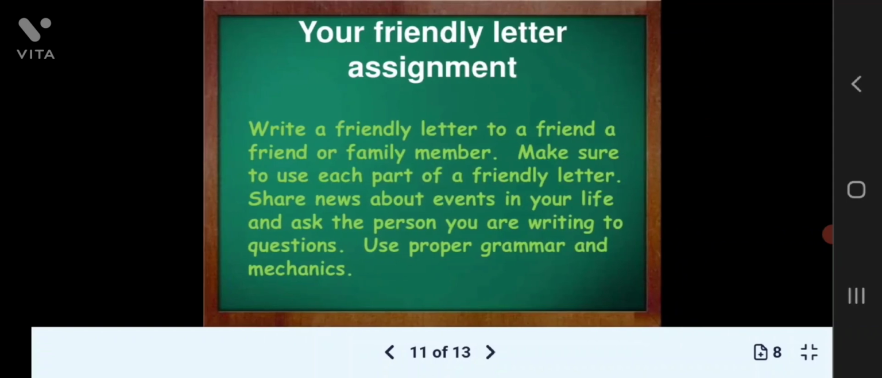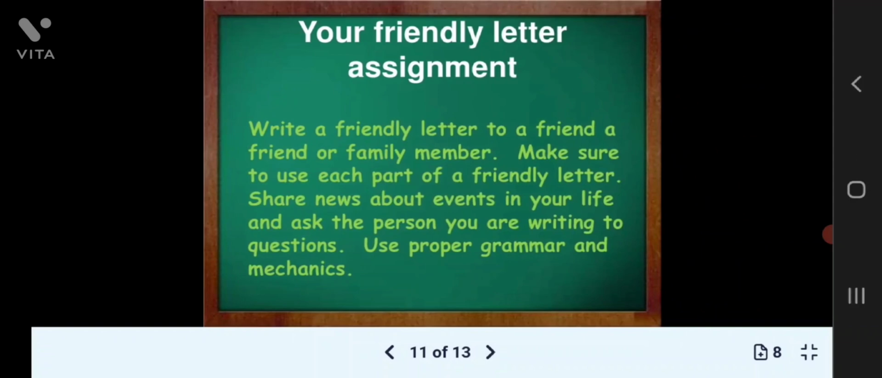Now, your friendly letter assignment. So this is your friendly letter assignment. Where are you going to write your friendly letter assignment? Now, I want you to ask your mom or your dad to give you an A4 white paper, and you are going to write your friendly letter there. So you have to write a friendly letter to a friend or a family member.